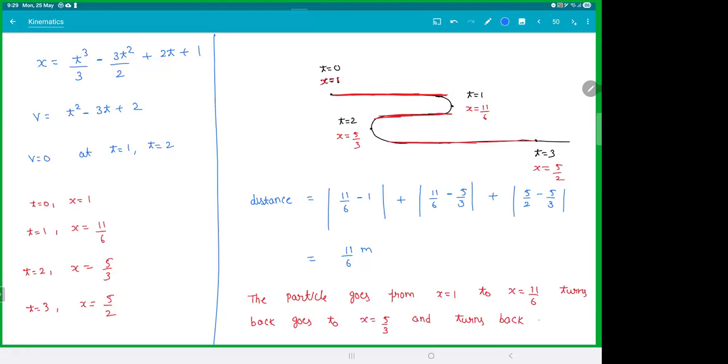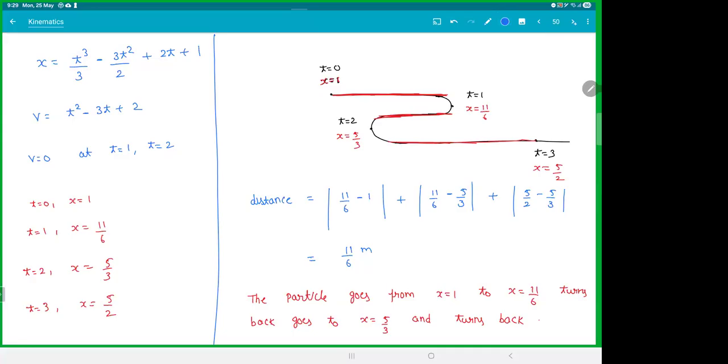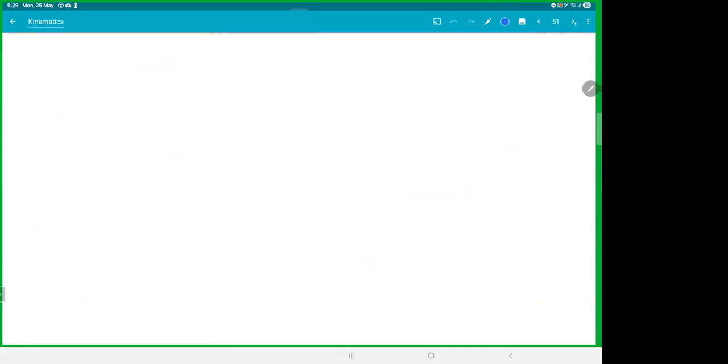All clear with this? Question still not over though. Speeding up and speeding down. How do we do that? So just now we got the velocity. What was the velocity? V is equal to t square minus 3t plus 2, which is t minus 1 into t minus 2. Acceleration is dv by dt, which is 2t minus 3, which is 2 into t minus 3 by 2.